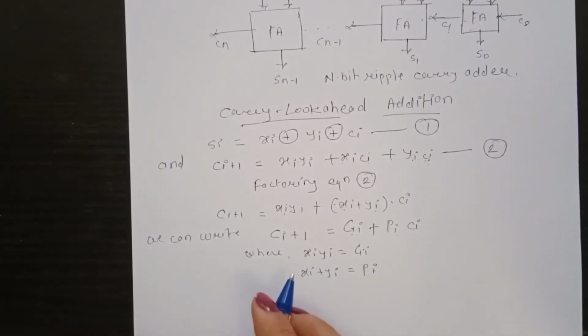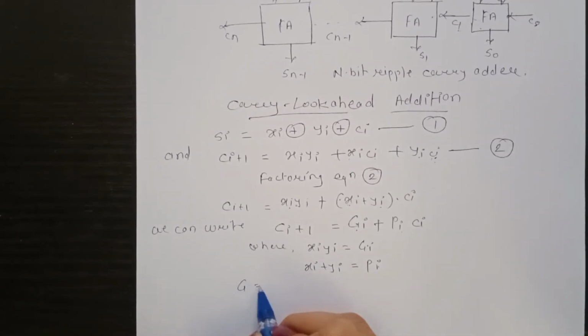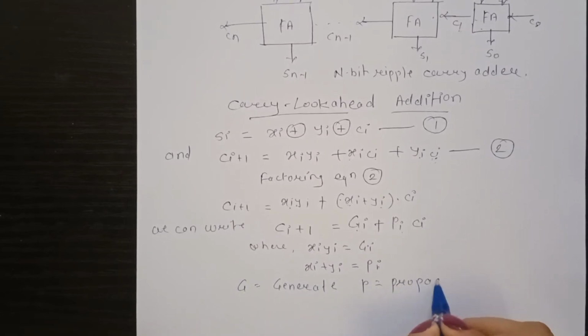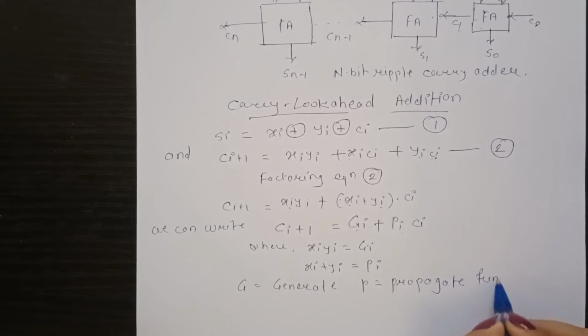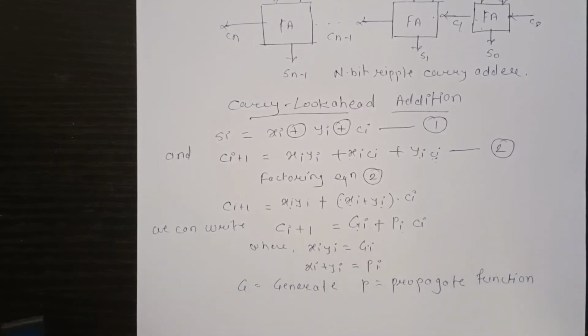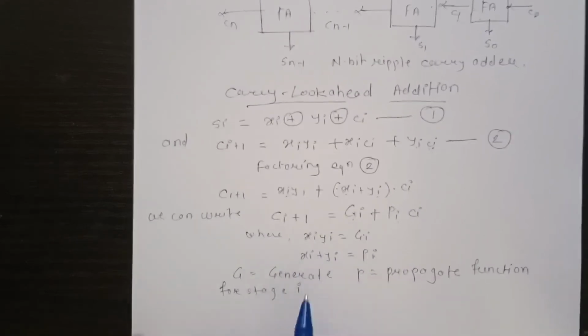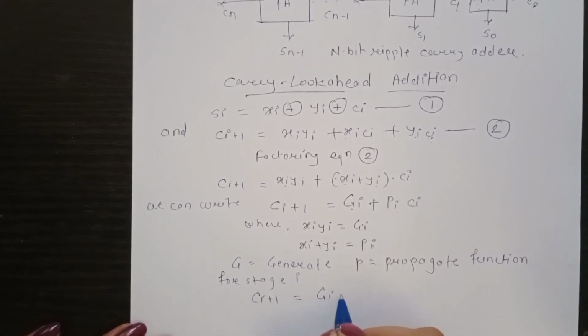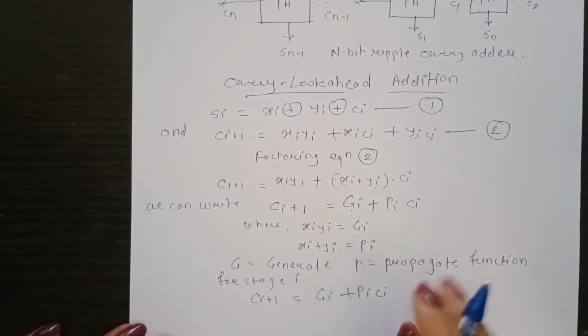Okay. Now G for generate and P for propagate function. Okay. For stage i. We can also write here for stage n or for stage n minus 1. Now what is our expression? Ci plus 1 is equal to Gi plus Pi into Ci. Okay.